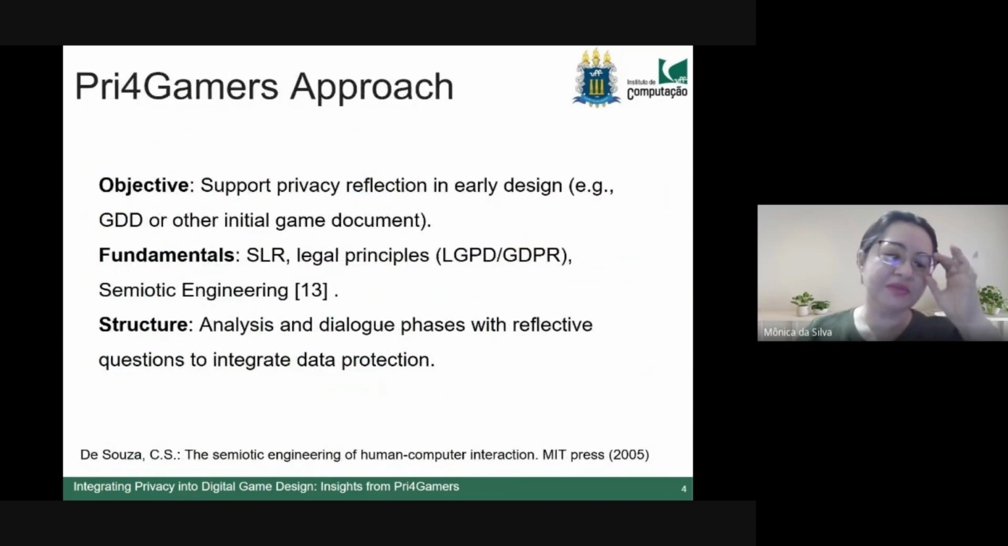With this, we propose the Pri4Gamers approach, whose main goal is for designers to think and reflect on these design issues, especially in their initial stages. This starts with the creation of the initial game documentation, the game design document, from the conception of the characters and the creation of plots, using effective thinking tools to decide which tools to use for the creation of the game. Pri4Gamers uses 3 foundations: literature review, data protection principles, and semiotic engineering. The phase analyzed in this study is the dialogue analysis phase, which will be discussed further on.